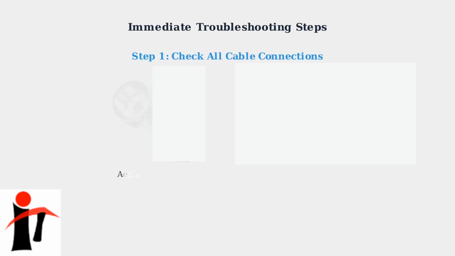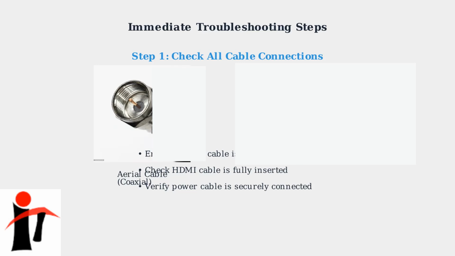First, check all cable connections. Ensure the coaxial cable from your aerial is tightly screwed into the YouView box, the HDMI cable is fully inserted into both devices, and the power cable is securely connected.